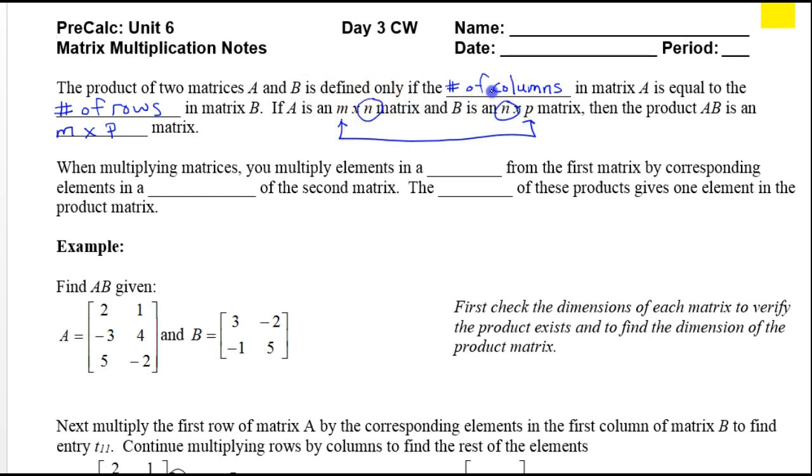So when we talk about the number of columns of matrix A and the number of rows of matrix B, we're talking about these two. See how they're the same? That has to happen. But then the product, the result, is going to have the dimensions of the outer dimensions M and P.